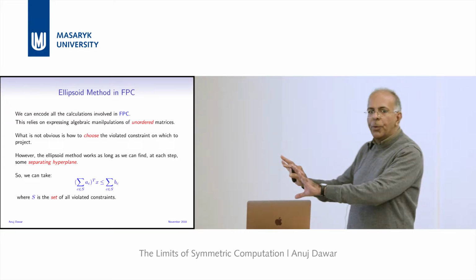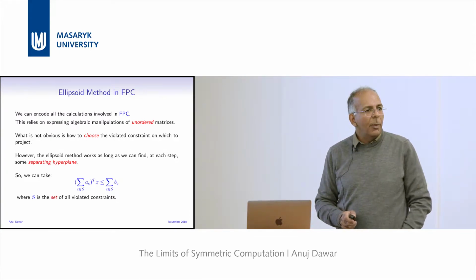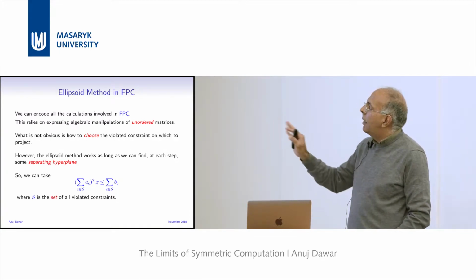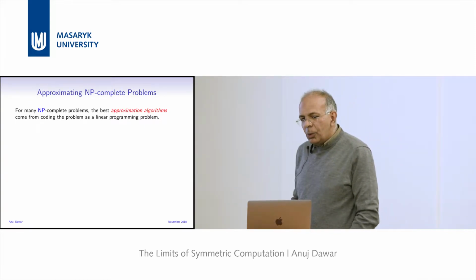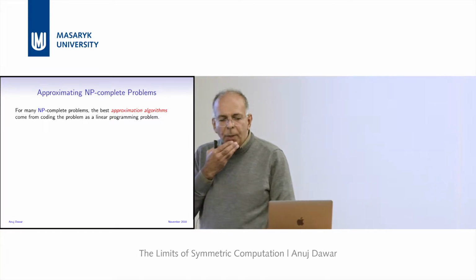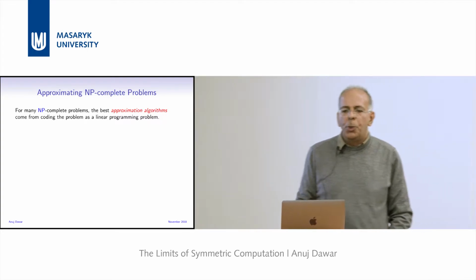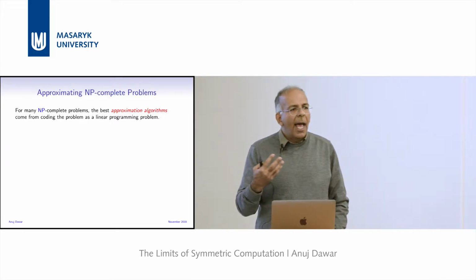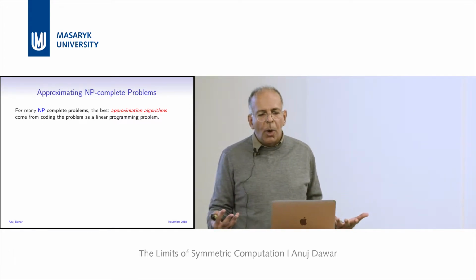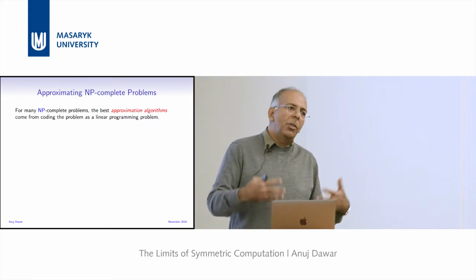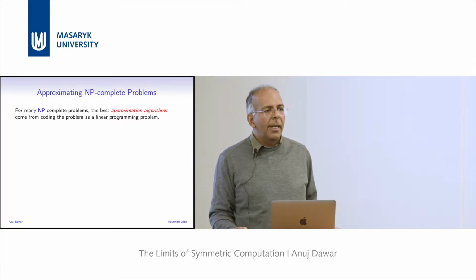And this proves, for instance, my claim at the beginning, that solving systems of equations over the rationals is in FPC. We can do it by a symmetric algorithm. But doing linear programming led to a very interesting question, right? Because for many NP-complete problems, linear programming is used in practice for giving approximations. We have a problem which we don't know how to solve exactly in polynomial time, so we settle for approximate solutions. And some of the best approximations come by coding the problem as a linear program.